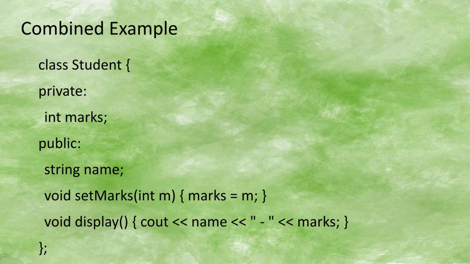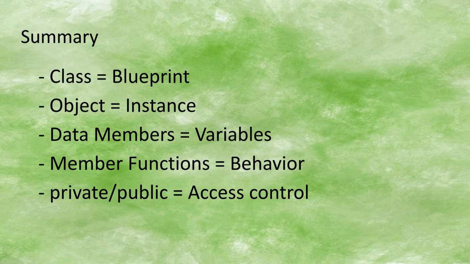This combined example shows a student class with a private data member, marks, and public members name, set marks, and display. The private marks can only be set via the public set marks function. In summary, a class is a blueprint, an object is an instance, data members are variables, and member functions are behavior. Private and public control access.